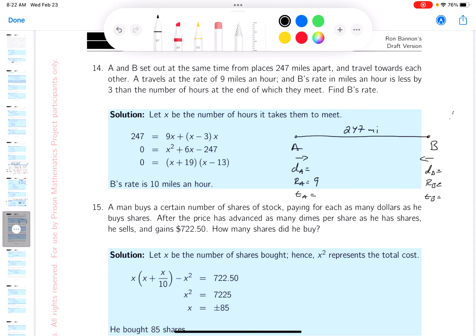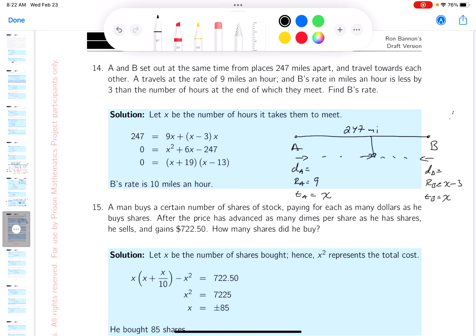Well, now they talk about these guys meeting somewhere. I'm going to say they meet over here somewhere. I don't know where they meet, but they meet here. How many hours did that take? They claim it took X hours to do that. I don't know how many hours it is, but I've got to read that again. It says B's rate in miles an hour is less by 3 than the number of hours. Well, let's put that down. So what do you get over there? X minus 3. All right?